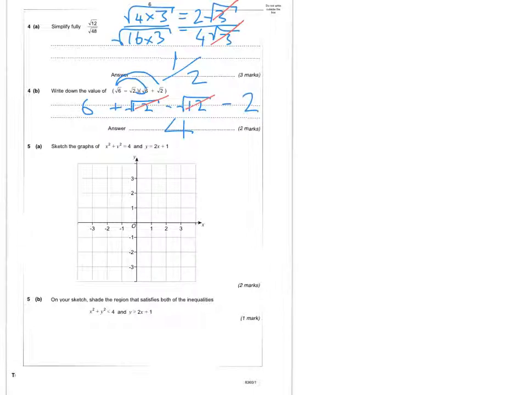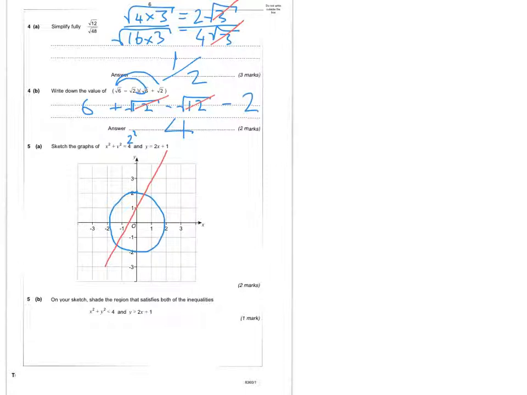Sketch the graphs of x squared plus y squared equals 4. So that is 2 squared. So it's a circle with a radius of 2. Forgive my circle. And 2x plus 1 equals y, so it's got a gradient of 2 and a y-intercept of 1.